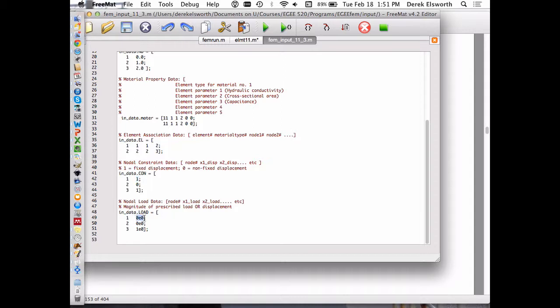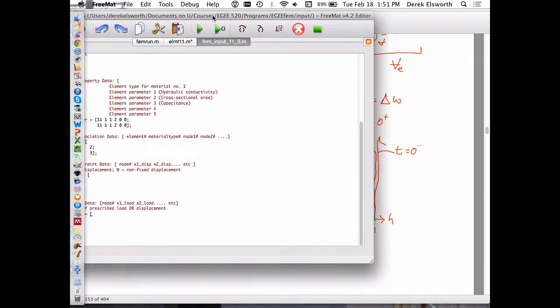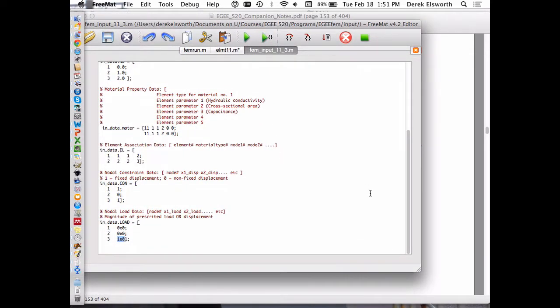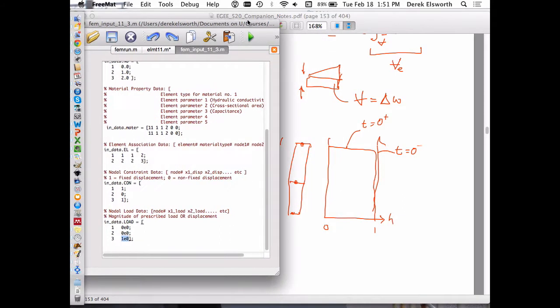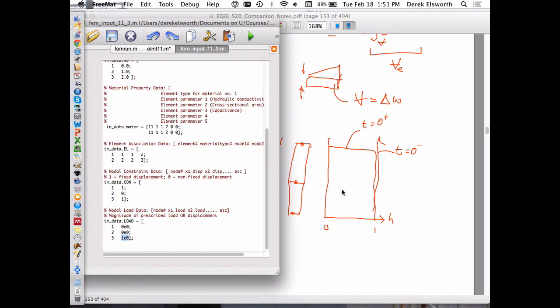So the boundary condition at the top node goes to 0 from 1. This one is a flux and it's 0. And this one is a nodal value of head and its value is equal to 1. So it's just honoring the conditions that we have for this particular geometry.